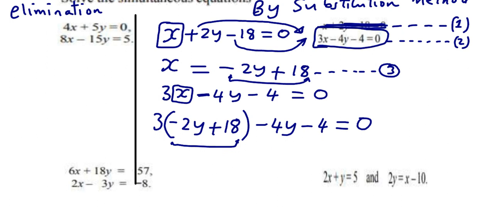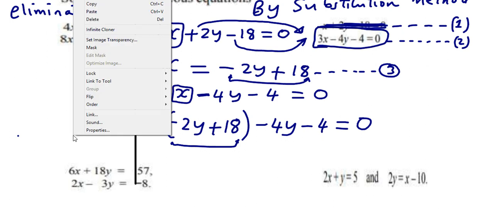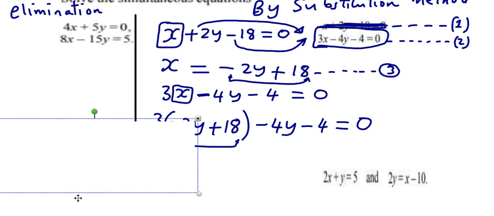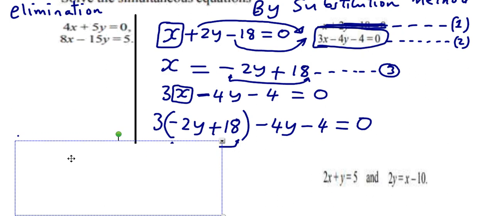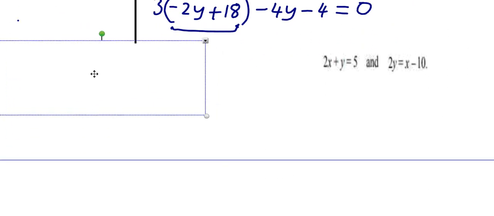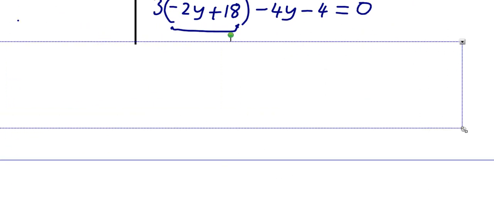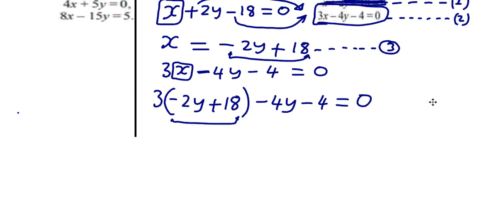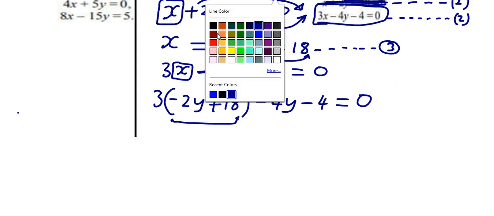Let me temporarily block this, so that I can get a lot of space. Correct. Now, I'm looking for the value of y here. So what I need to do is, let me change color of pen, make it black.